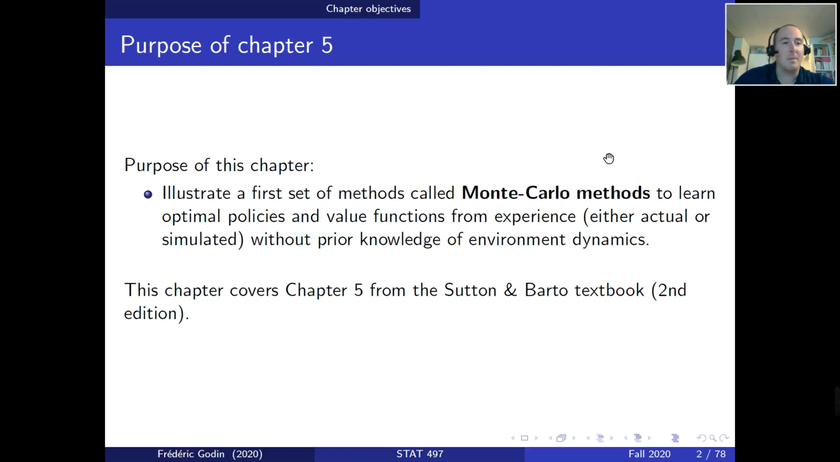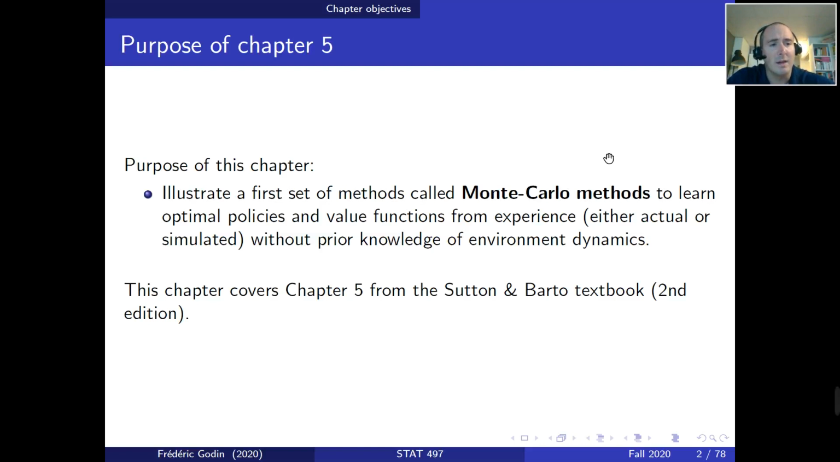In the previous chapter, we introduced dynamic programming frameworks and we saw drawbacks associated with these methods. So now in this chapter, we'll introduce genuine reinforcement learning approaches. Okay, so the approach used in Monte Carlo methods does not require prior knowledge of how the environment works.